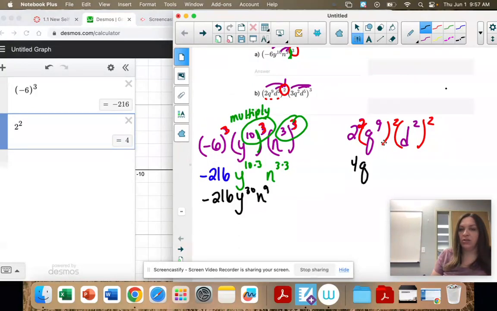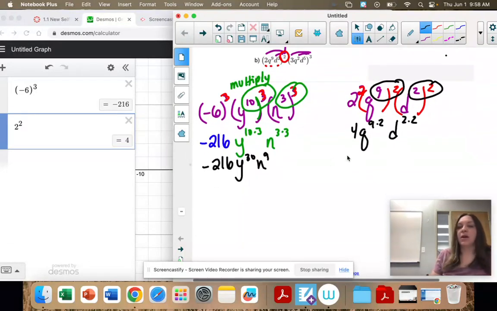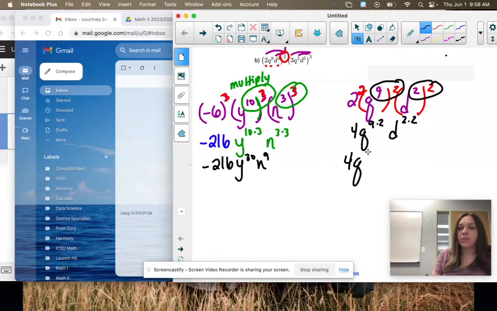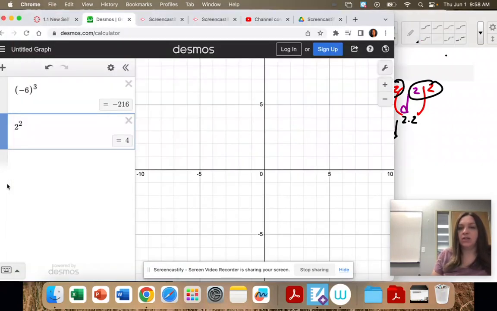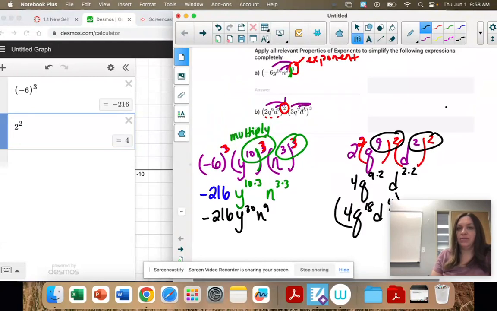And then q, we multiply these. 9 times 2. And then d, we multiply those. 2 times 2. So we are now at 4 q to the 18th d to the 4th. And we're going to multiply that by this part simplified. So I'm going to rewrite this.